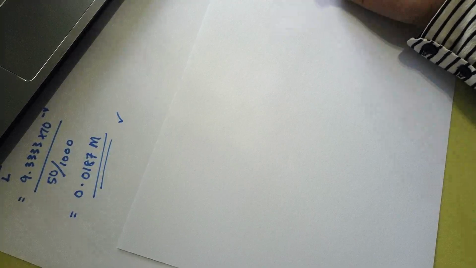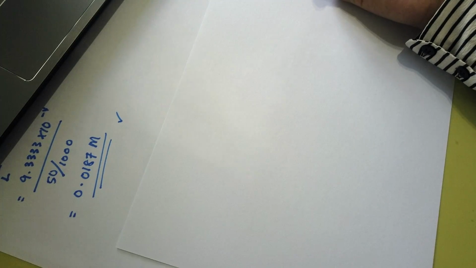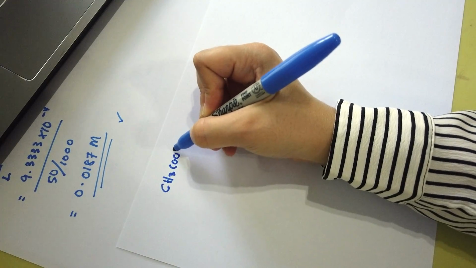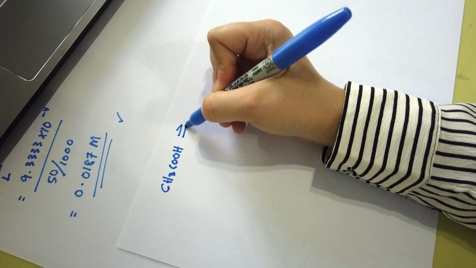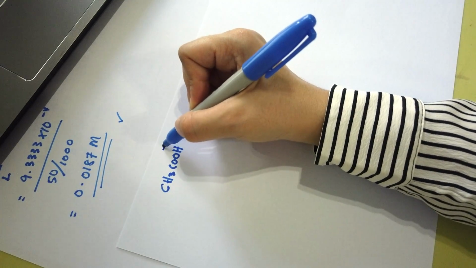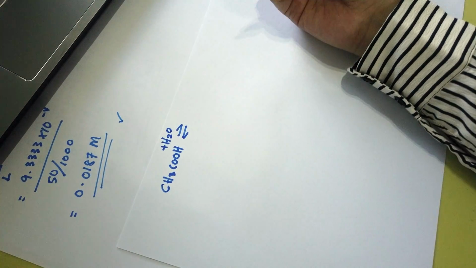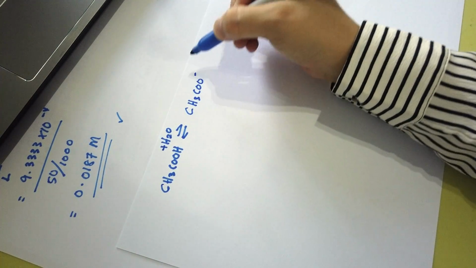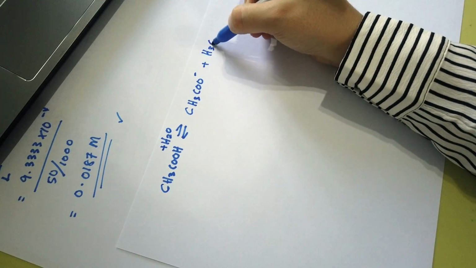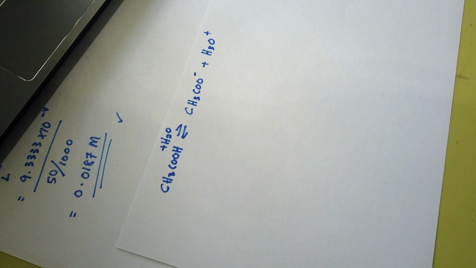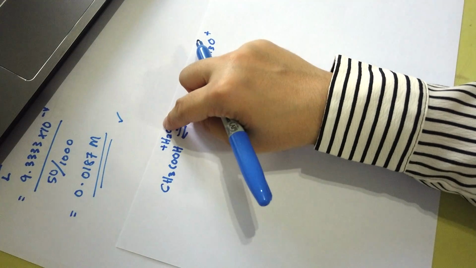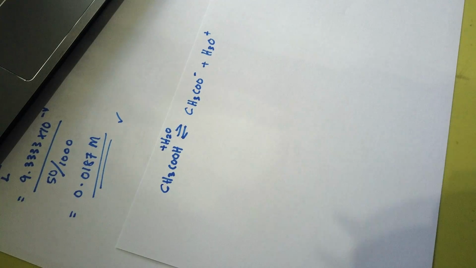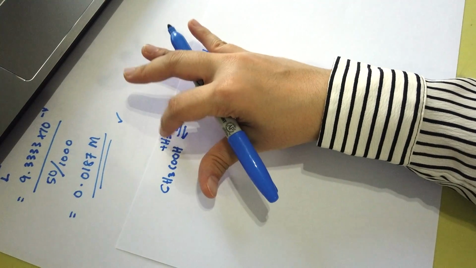Before that, we need to write the dissociation of the acetic acid. So acetic acid, CH3COOH, will dissociate because we add water to it, giving CH3COO minus plus H3O plus. Remember, in an ICE diagram, the water does not play a role. So that's why I put it just here.